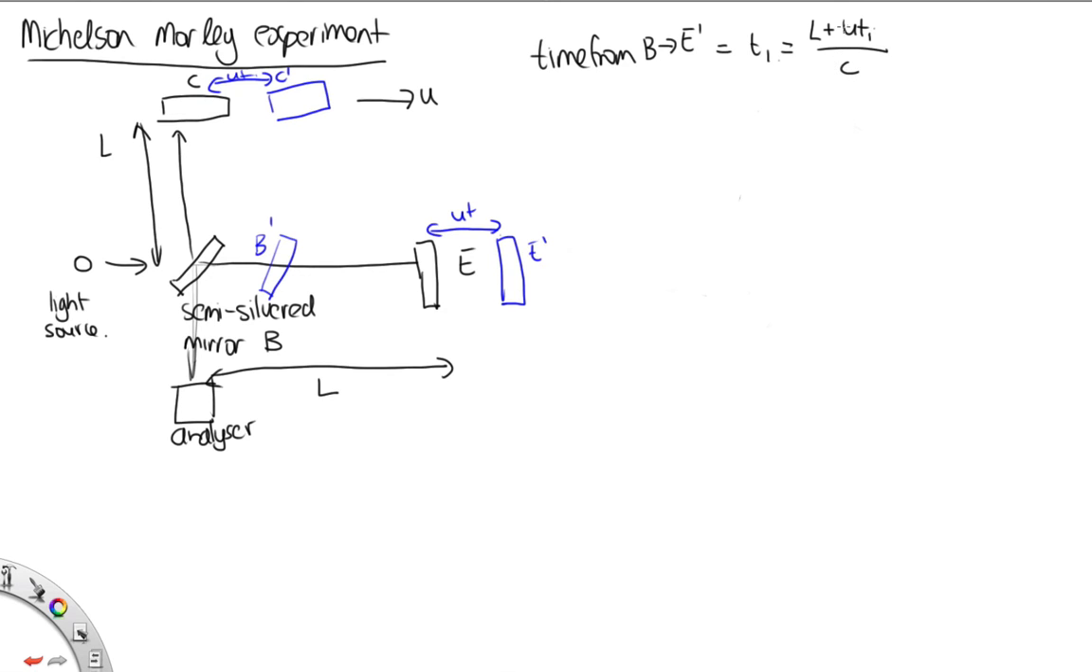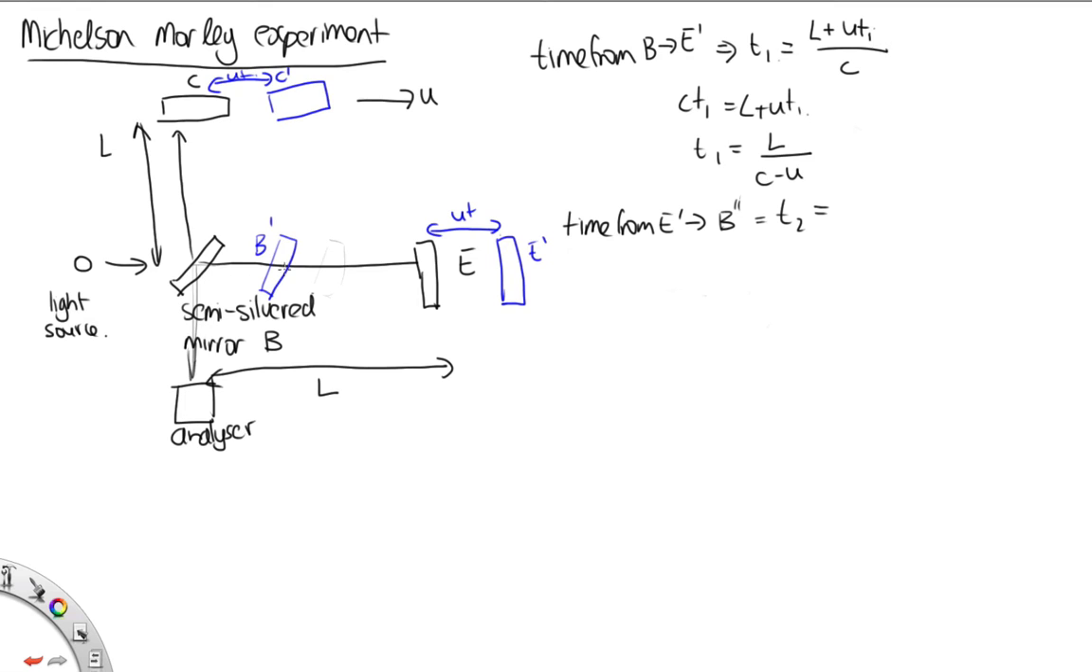And so what we want to do is just get an expression for t1. So we can write c t1 is equal to L plus u t1, and so t1 is equal to L over (c minus u). Now time from E dash to, well, it'll actually be B double dash, as this B has moved onwards again to here. Let's call this T2.